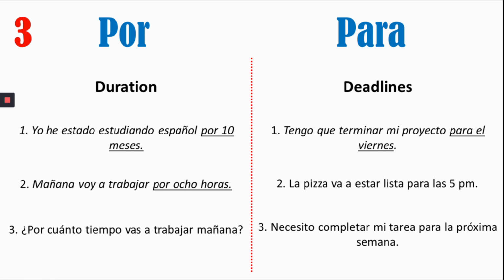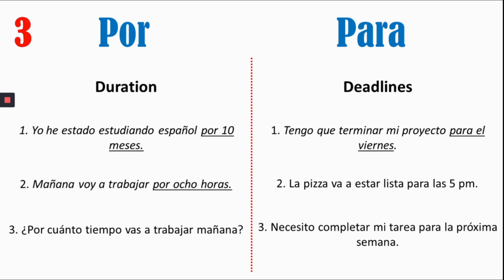Let's take a look at number 3 now. Here we are going to speak about time. Por will be used to describe duration. For how long? Example number 1. Yo he estado estudiando español por 10 meses. For 10 months. Número 2. Mañana voy a trabajar por 8 horas. For 8 hours. Número 3.